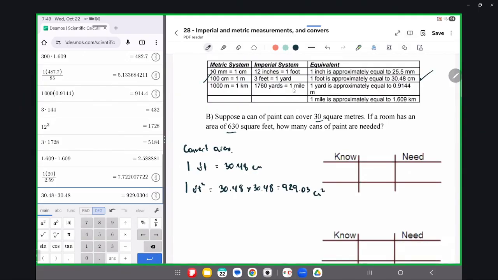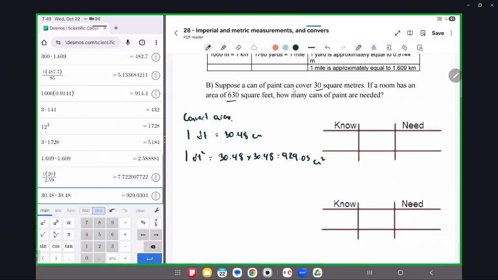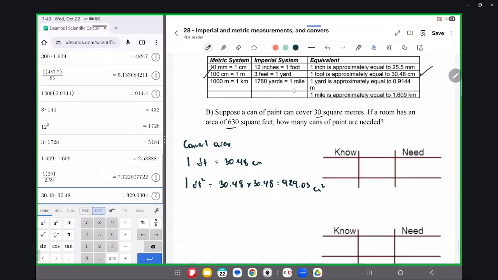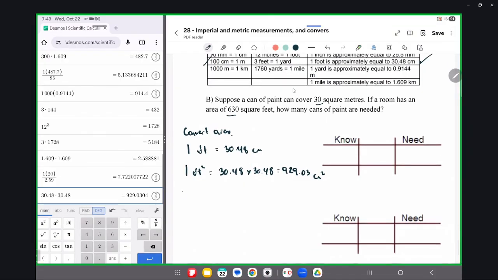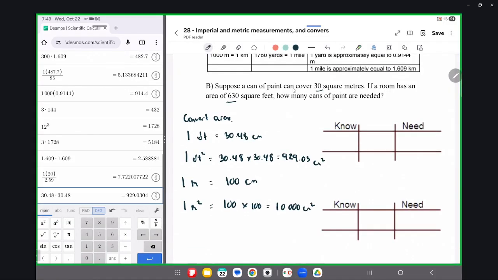Okay, so what if we were in centimeters squared now? Well, we want to convert from centimeters to meters then, right? So we know that 1 meter is equal to 100 centimeters. And so 1 square meter will be equal to 100 times 100, which is 10,000 centimeters squared. So those are going to be the ratios we're going to use.